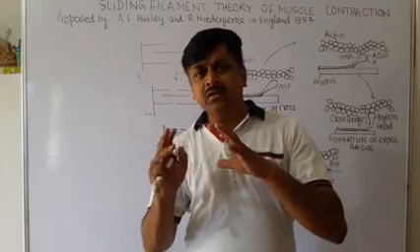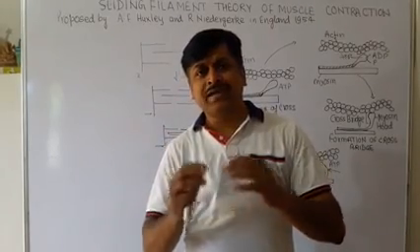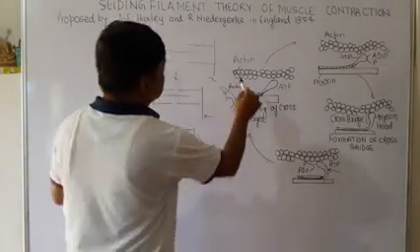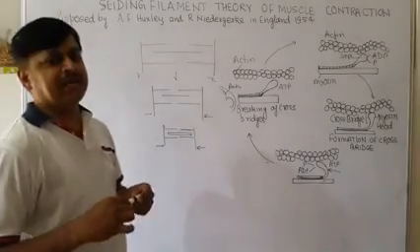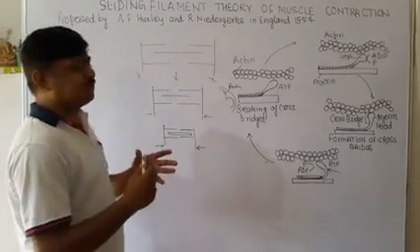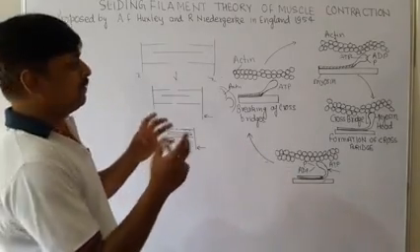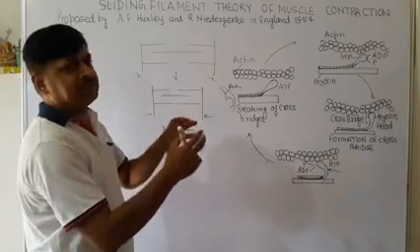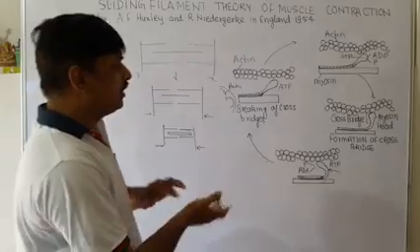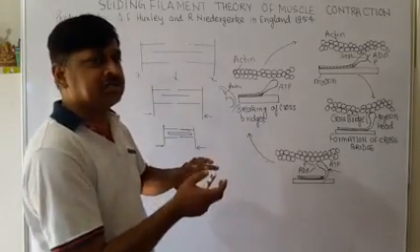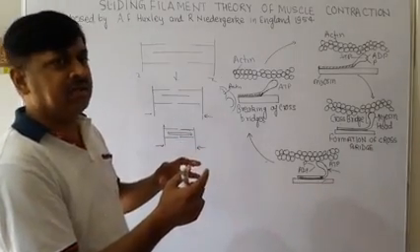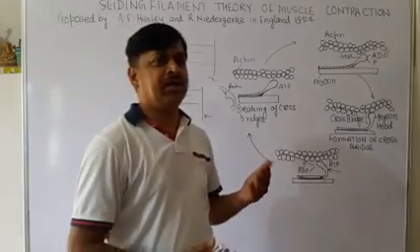So when the sarcoplasmic reticulum gets the calcium back, then what happens? Again some changes take place in the actin filament and it reaches its original condition. That is, the myosin binding site, the place where the myosin head binds to the actin, is again masked by the, you can say, tropomyosin. So the condition is repeated. Clear?